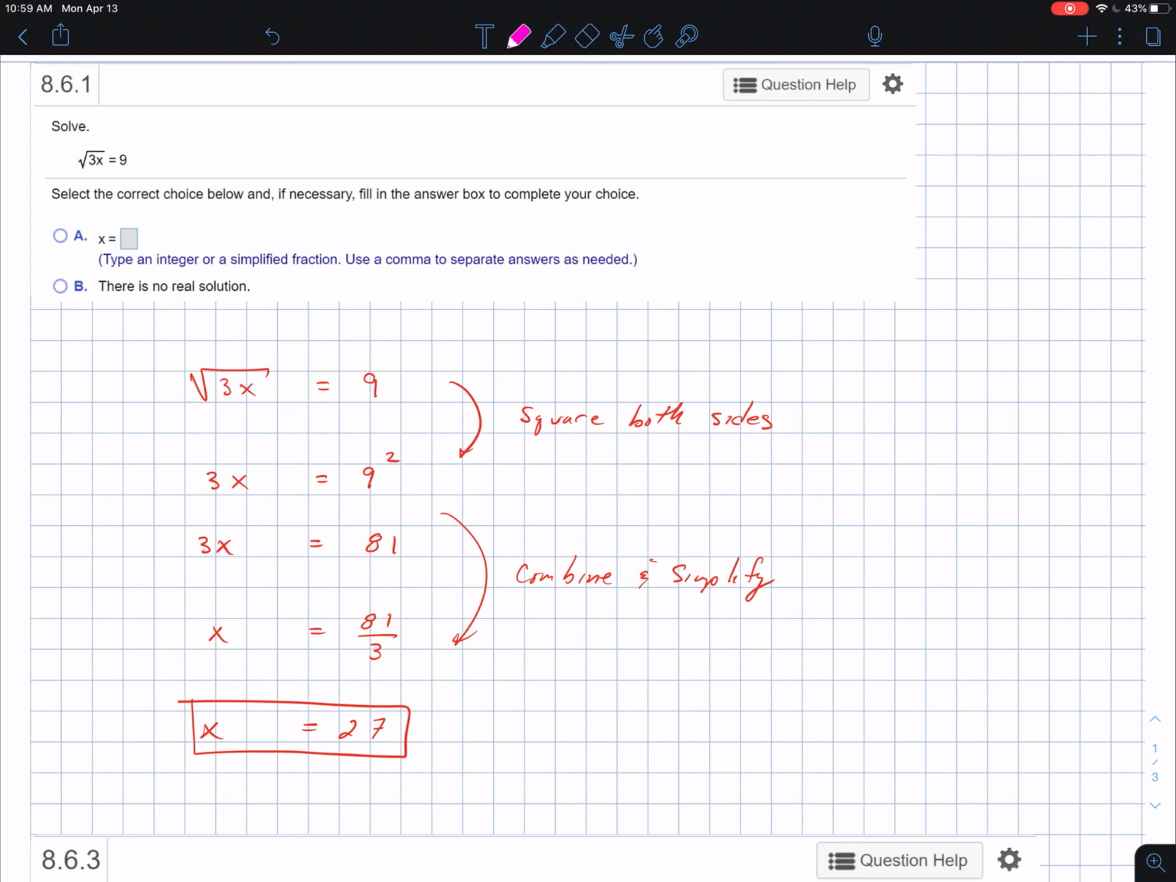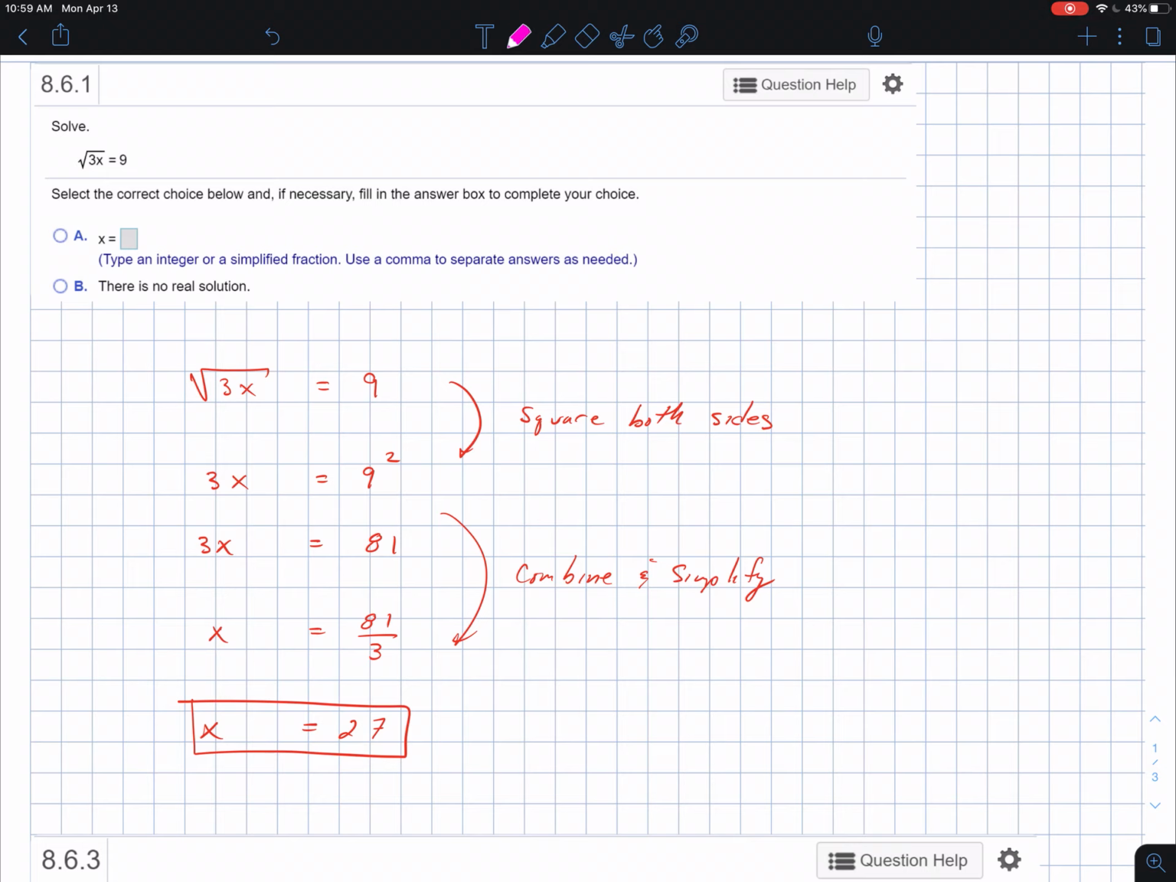Hey guys, let's look at some problems from section 8.6, solving radical equations. So I have a few examples here, and we're going to look at them. The first one is solve the square root of 3x equals 9.